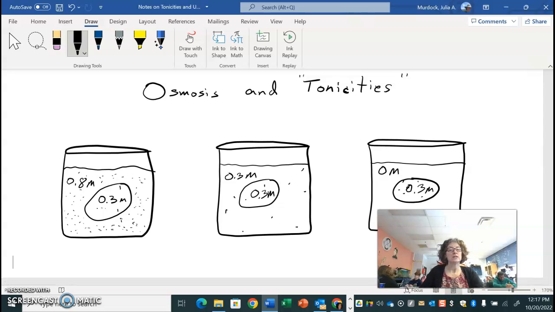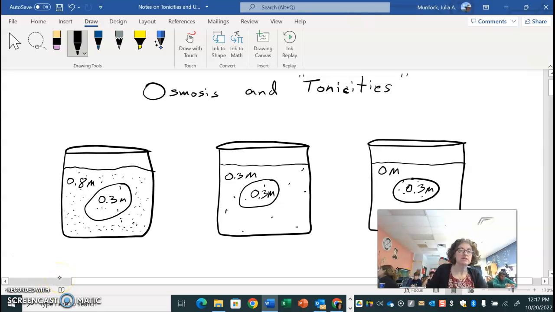Okay, so now let's do some definitions, and maybe this will sound familiar. In terms of the solutions that we are defining, in this situation, we're only going to be talking about the outside solution, the solutions out here. But that doesn't mean that the solution inside the cell can't be called one of the tonicities as well. Right? In this situation, this outer solution here is hypertonic. Hypertonic, I'm spelling that right? Hypertonic to the solution inside the cell.